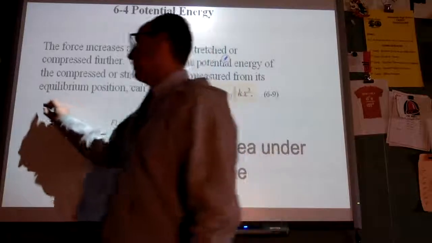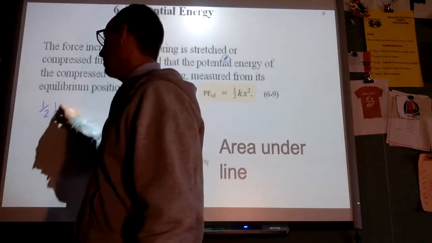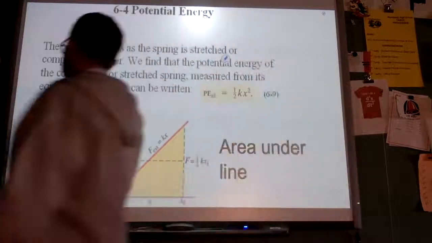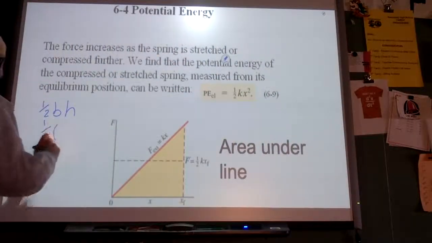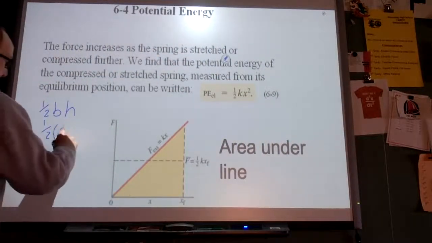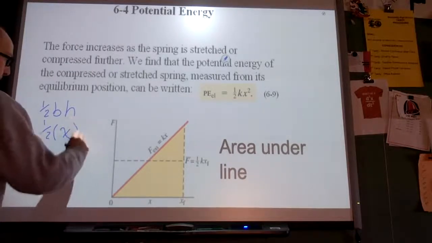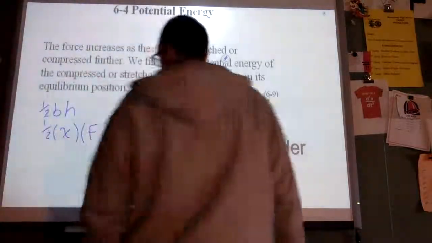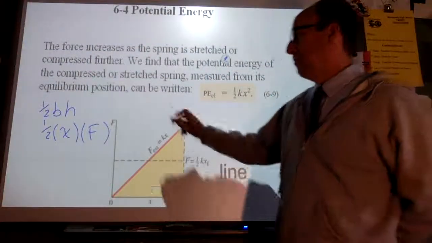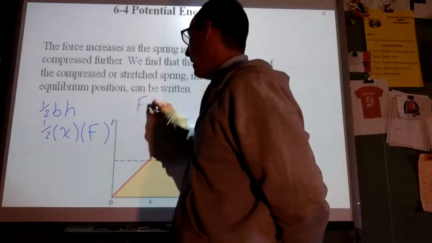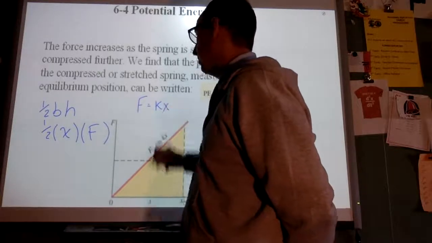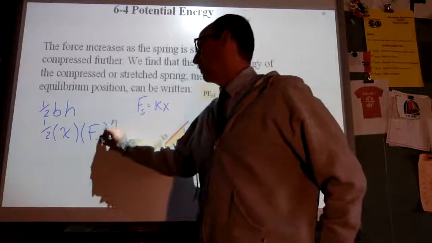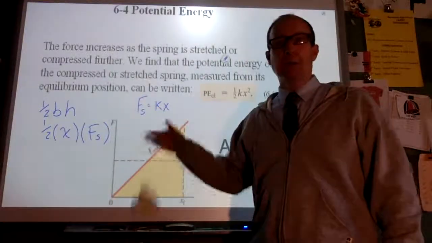The area of this, because it's a triangle, is going to be 1/2 base times height. The base is the distance that it compresses, which is x. The height is F. If you remember what F is equal to, kx, right? Because it's the spring force. I know that was negative. I know those are absolute values.